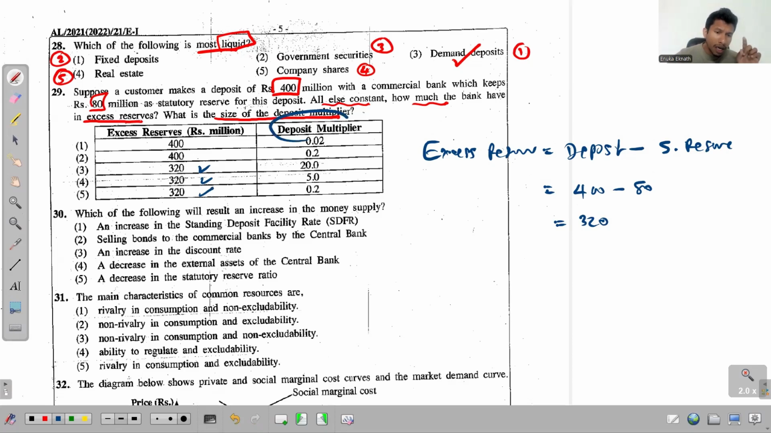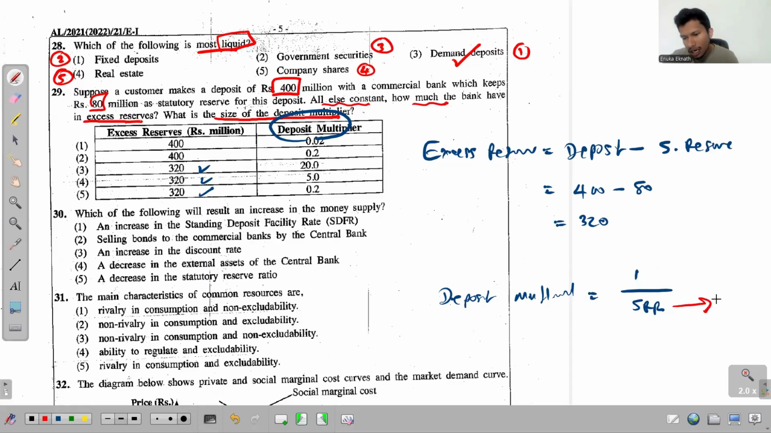And in the second part, we see deposit multiplier. So just tell me, how do we calculate this deposit multiplier? Deposit multiplier is equal to 1 over SRR. But the problem in this question is that we don't get this SRR directly. But still, we can calculate this SRR. So what's the equation for calculating SRR, I mean, statutory reserve ratio?